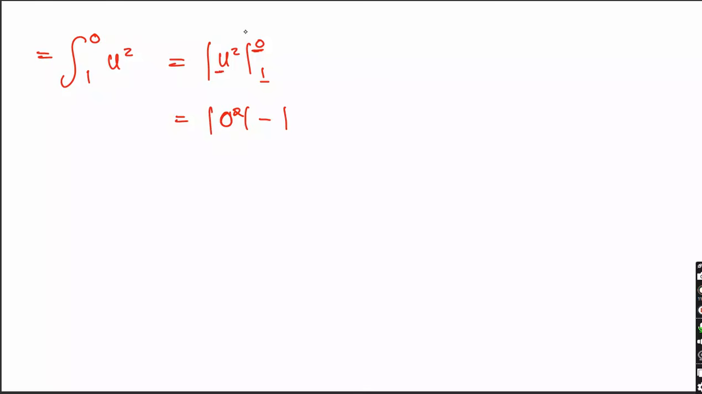Now we subtract. So where there is u, we are going to put 1. We squared it since u is squared. Then you are going to have the answer: this one is going to give us 0, and this one is just going to give us 1. So our answer is just negative 1.